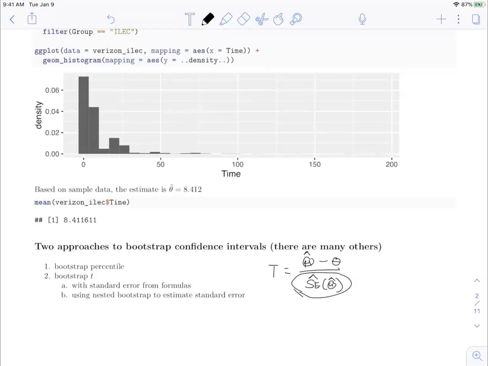So I'm going to stop this video here, and our next video will pick up with the bootstrap percentile interval method.